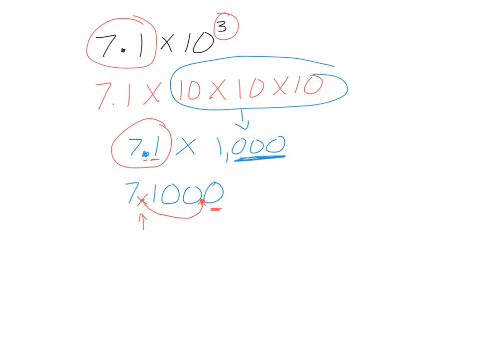So if I rewrite that number, 7100.0, anytime we have the 0 at the end of the number, we really don't need that. So our real answer for this one is 7,100. All right, guys, I know that was kind of tricky, but we will practice in class, and I hope you have a great rest of the weekend.